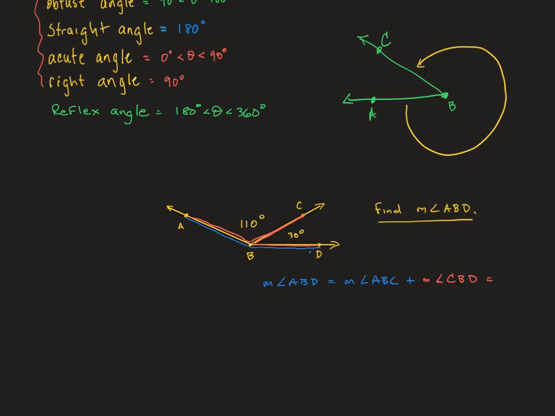So if we do our substitution, we have the measurement of ABD is equal to the substitute here of ABC, which is 110 degrees, plus the substitute of CBD, which is 30 degrees, which is going to give me 140 degrees. This is using my angle addition postulate. So the measurement of angle ABD is equal to 140 degrees. There you go. And that is my addition postulate.